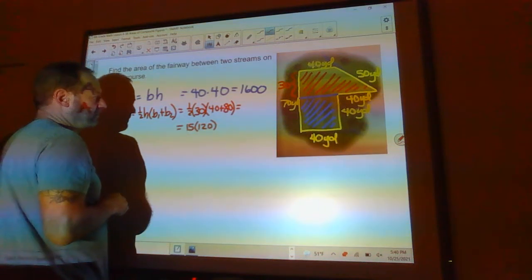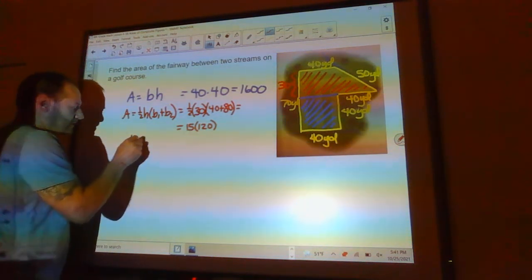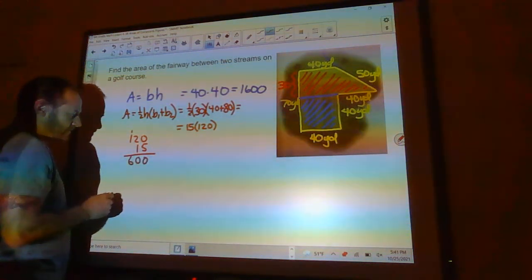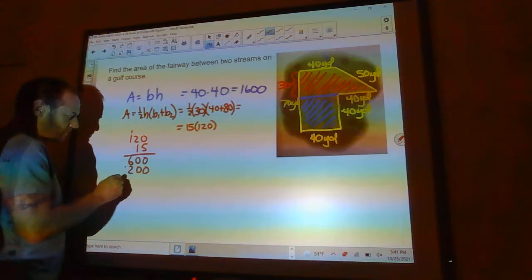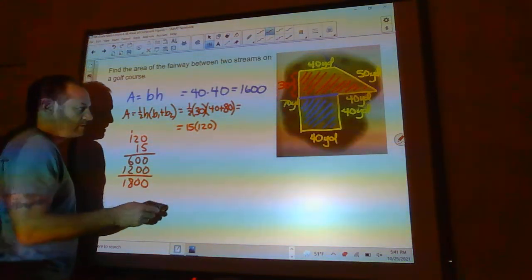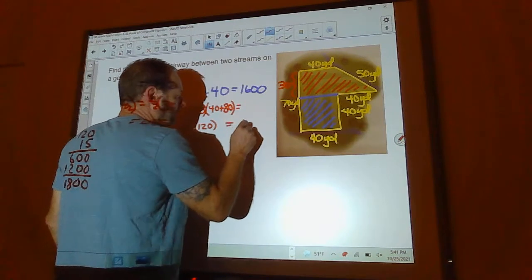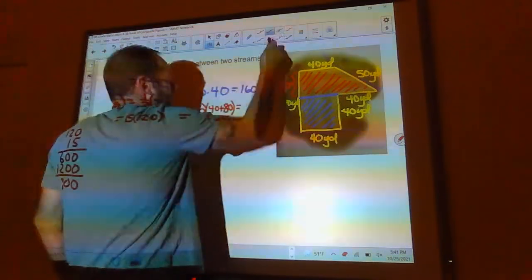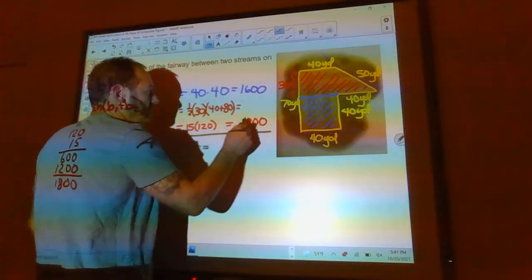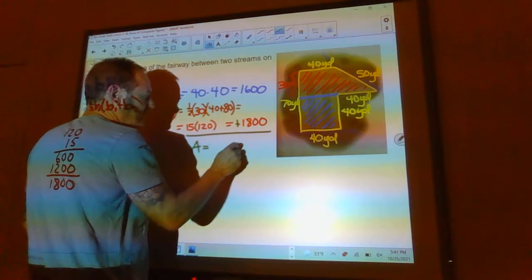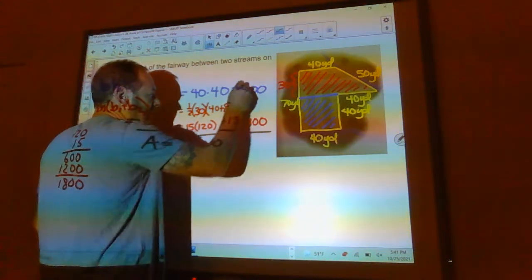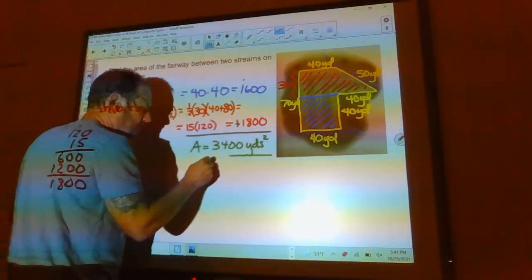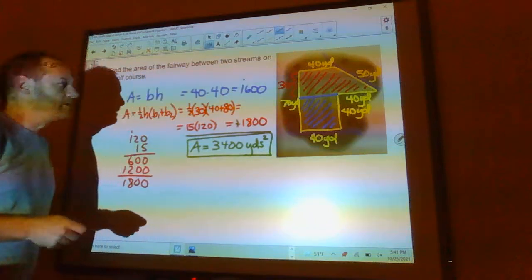And you know what, that's probably not the easiest way to do that, but we'll go ahead since we're already here. 120 times 15 is going to be 1800. So this is going to be 1800. And then I just add those up. So the area is going to be this plus this. That's going to be 3400. And that's going to be in square yards. And I'm done.